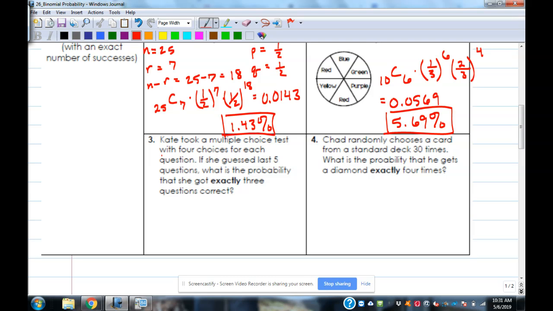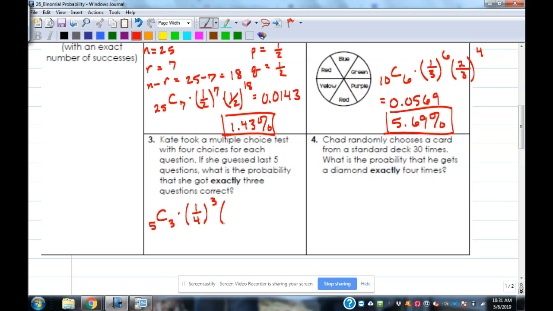Our successes, how many of them are there? 3. So we're looking for 5 combination 3. It doesn't matter if she got the first 3 that she guessed at right or the last 3 or first, second, and last. You know, we're looking for all those combinations. Just getting 3 right. What's the probability of getting 1 right? 1 out of 4. We're just blindly guessing at that, okay?